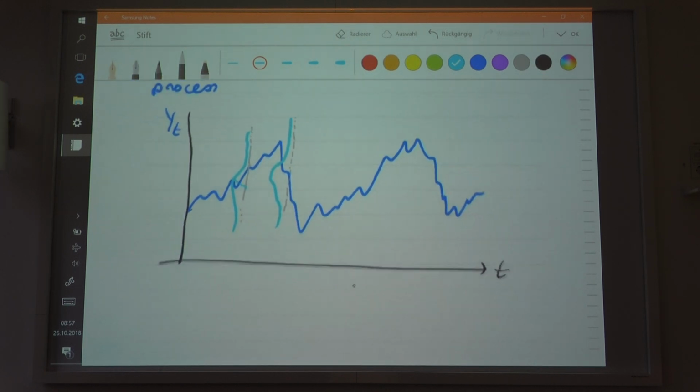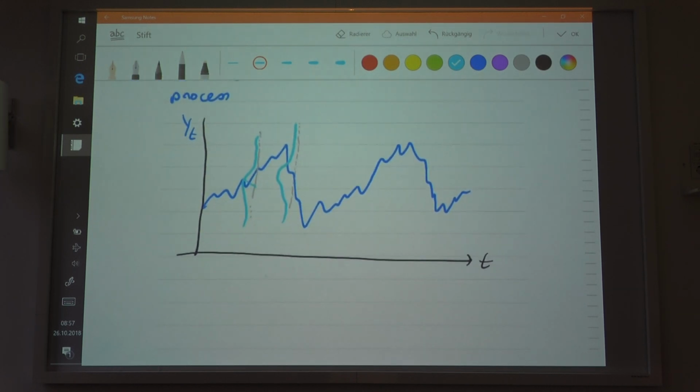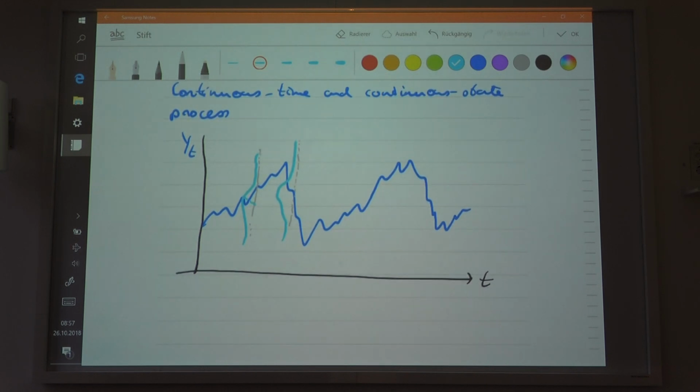Now, if the time is interrupted in that sense and everything else is the same, then you have a discrete time and continuous state process. This is going to be the second one: a discrete time and continuous state process.